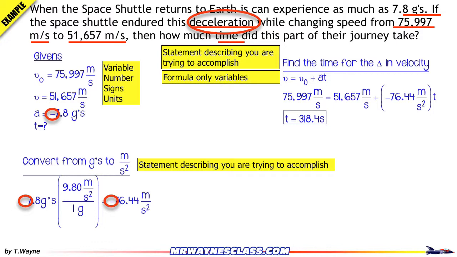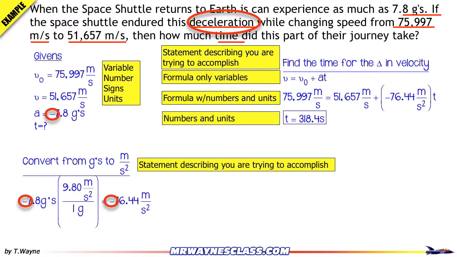Formula with only variables, that's the V equals V0 plus AT. Formula with numbers and units, you can see that. And then finally, an answer with units.